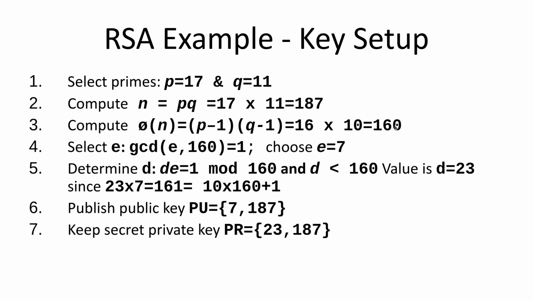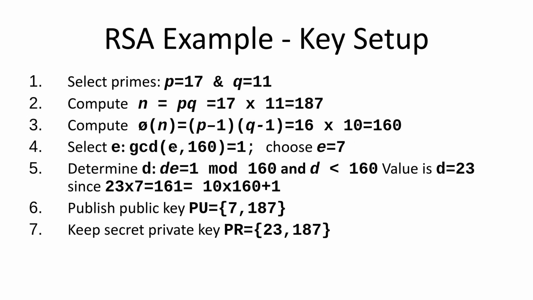Okay, then E is chosen at random in such a way that E has an inverse. And as we saw earlier, it should be between 1 and phi of n minus 1. Here phi of n is 160, so phi of n minus 1 is 159. So the value should be between 1 and 159. For easy calculation, we are taking a number which is small enough for us to do calculations. So E is equal to 7.